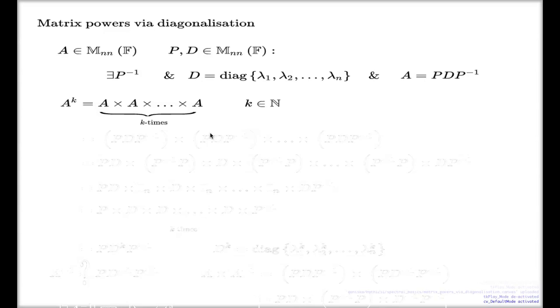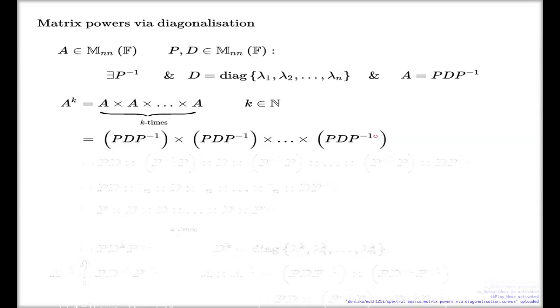Because look what you can do. You can take this representation for the A matrix and use it k times across this writing. I replace my first A with the P D P inverse factors. I replace my second A with the P D P inverse factors. I replace all of them like so, to the last one. All I have to do now is put the brackets in a different order. I have to use the associative law of matrix multiplication. If I use that law, then I can rearrange the factors like this.